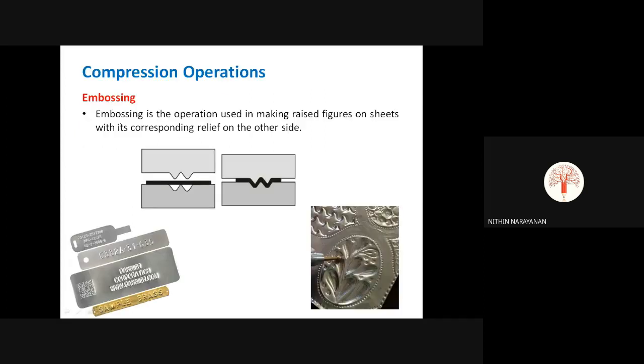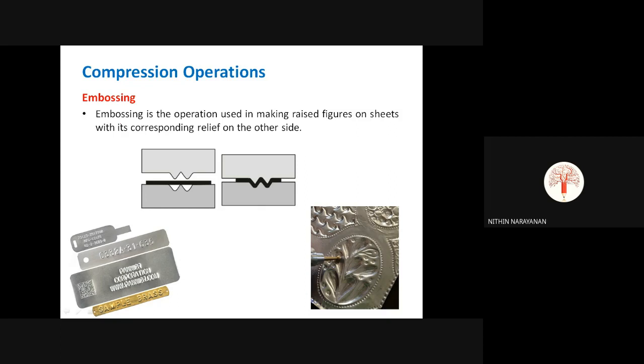Okay. The next type of operation is compression operation. So initially we have discussed about the different shearing operations. Second one is not different, only one example is there, that is stretch forming under a type of tension operation in sheet metal. Next one is compression operation, and there will be another one that is a combined compression operation. Okay, actually first example is embossing.